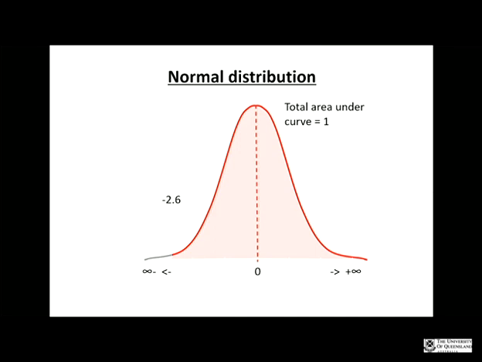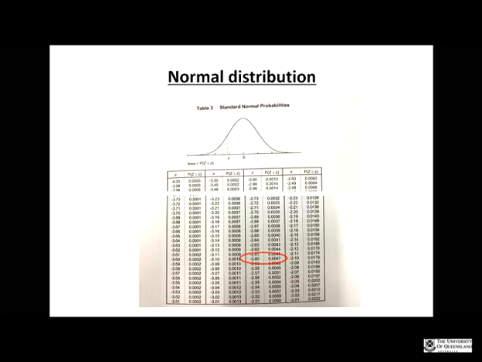So remember, the total area under the curve is 1. We've got a standardised curve now. We found out that 74 is equal to a z-score of negative 2.6. And we can look it up on the table. Negative 2.6, the probability of that is 0.0047. Okay, very small.